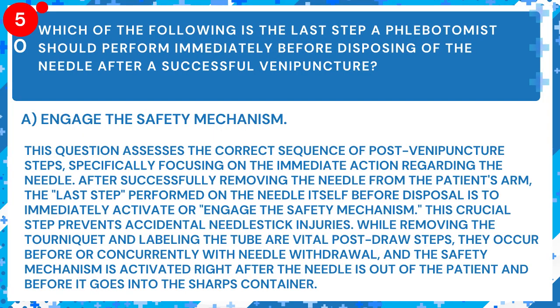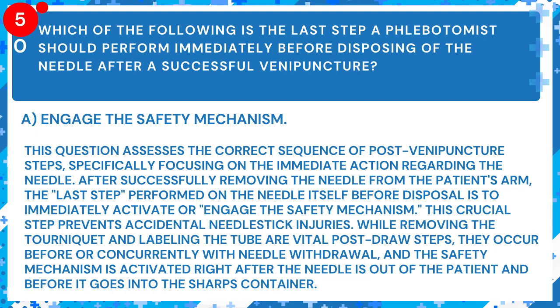Answer: A. Engage the safety mechanism. Explanation: This question assesses the correct sequence of post-venipuncture steps, specifically focusing on the immediate action regarding the needle. After successfully removing the needle from the patient's arm, the last step performed on the needle itself before disposal is to immediately activate or engage the safety mechanism. This crucial step prevents accidental needle stick injuries.